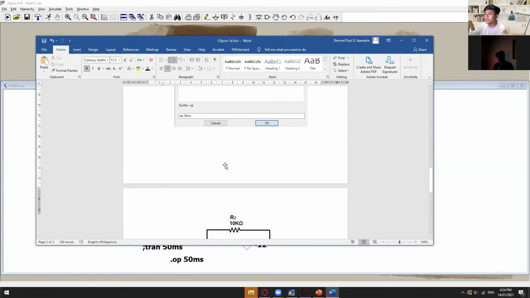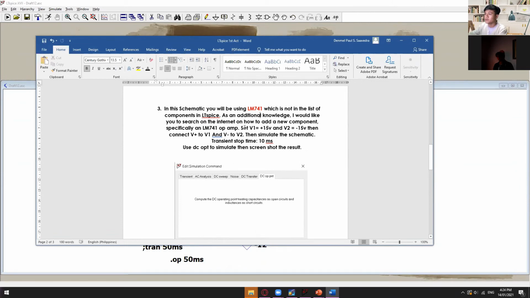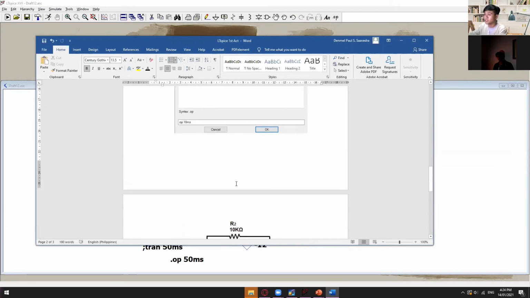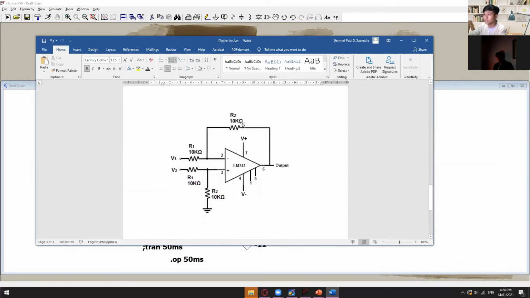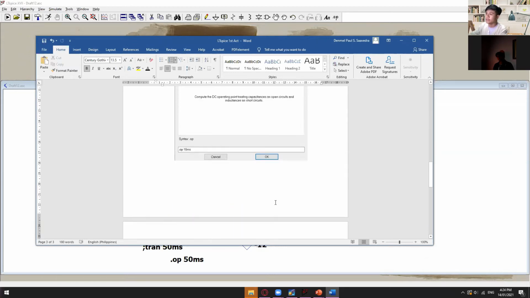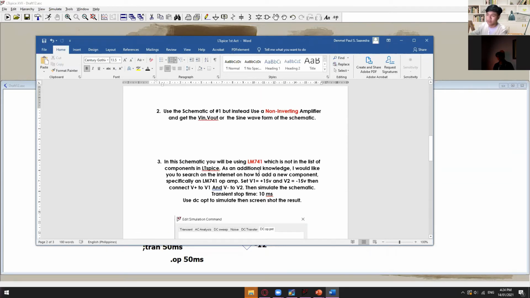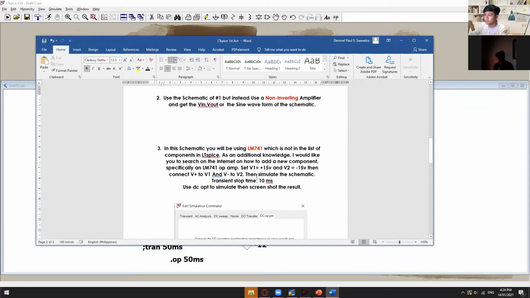Then V1, V2, I think may values naman na itong mga to. V1 to V2, yeah, same lang din, 15 volts, 15 volts, which is itong rail voltage natin. So, connected siya dito, connected siya dito. Okay, so for now, yun lang muna yung mga laboratories na papagawa ko. So, tatlo. Inverting, non-inverting, and then on how to import a certain component.